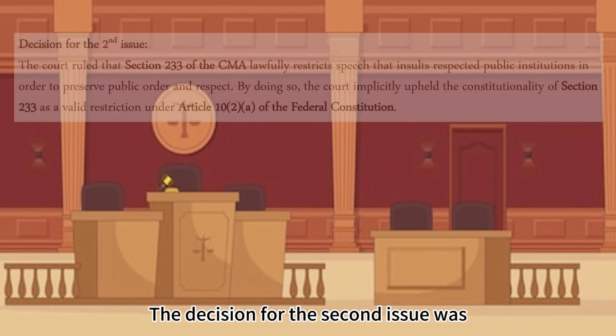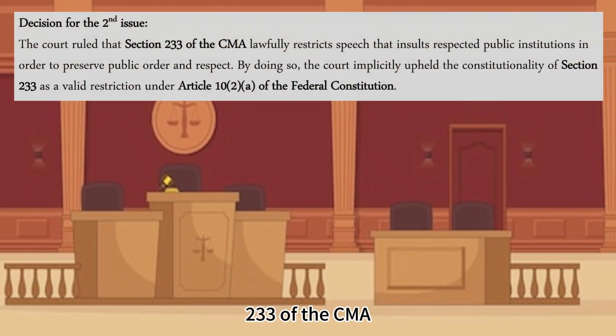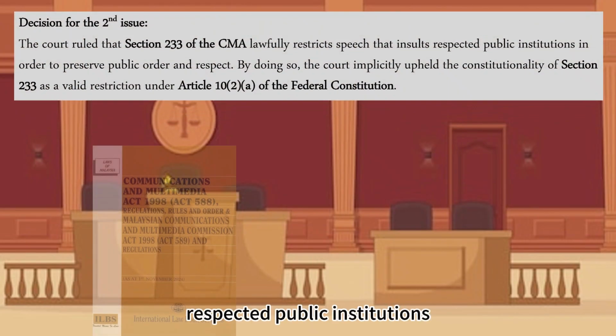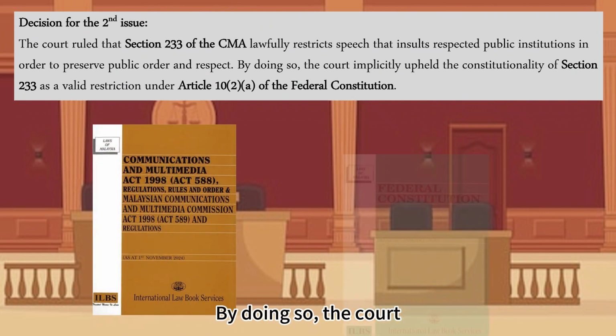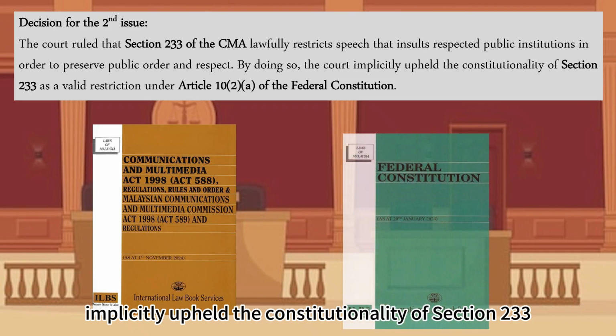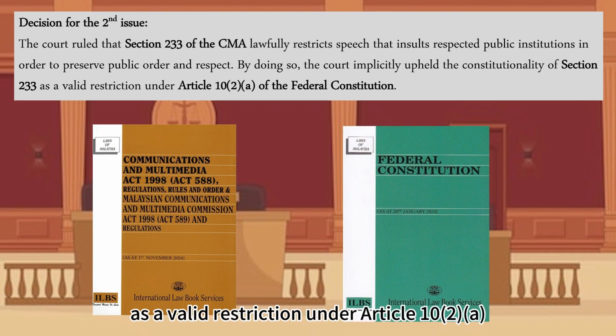The decision for the second issue was the court ruled that Section 233 of the CMA lawfully restricts speech that insults respected public institutions in order to preserve public order and respect. By doing so, the court implicitly upheld the constitutionality of Section 233 as a valid restriction under Article 10(2)(a) of the Federal Constitution.